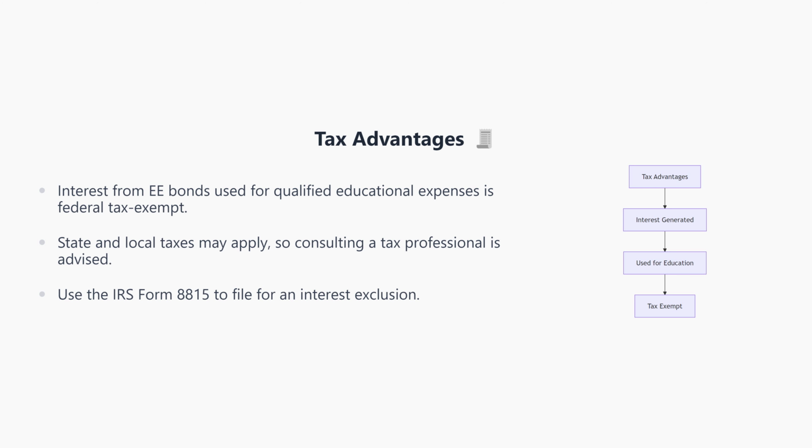E-bonds offer an excellent tax advantage if you use them for educational purposes. The interest earned from these bonds, when used to pay for qualified higher education expenses, is exempt from federal taxes. Be mindful of any state and local taxes that might apply, and it's always a good idea to consult a tax professional. To gain these tax benefits, you'll need to complete IRS Form 8815.